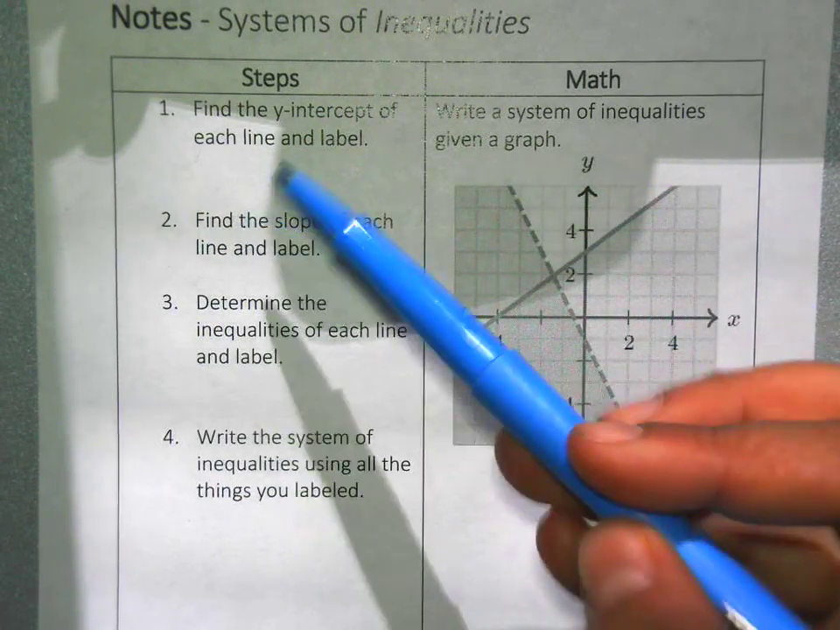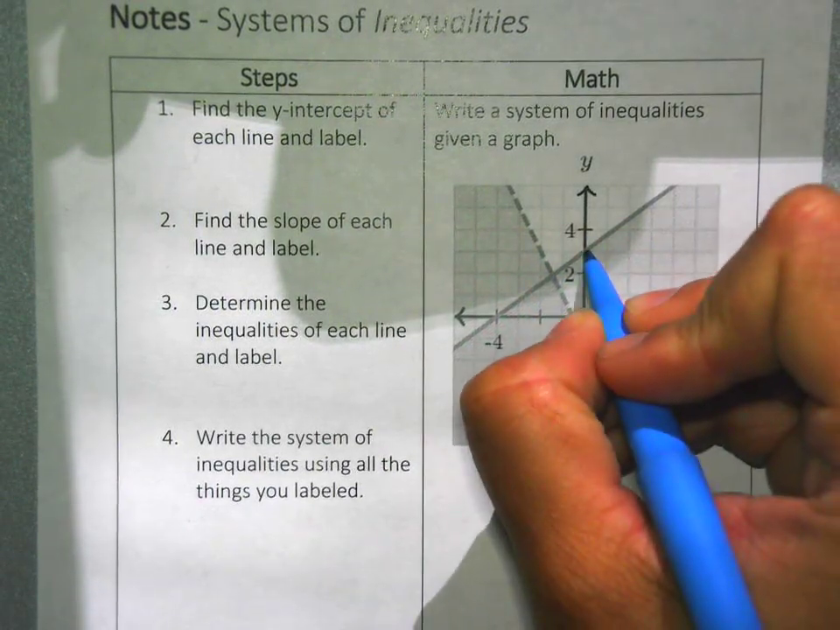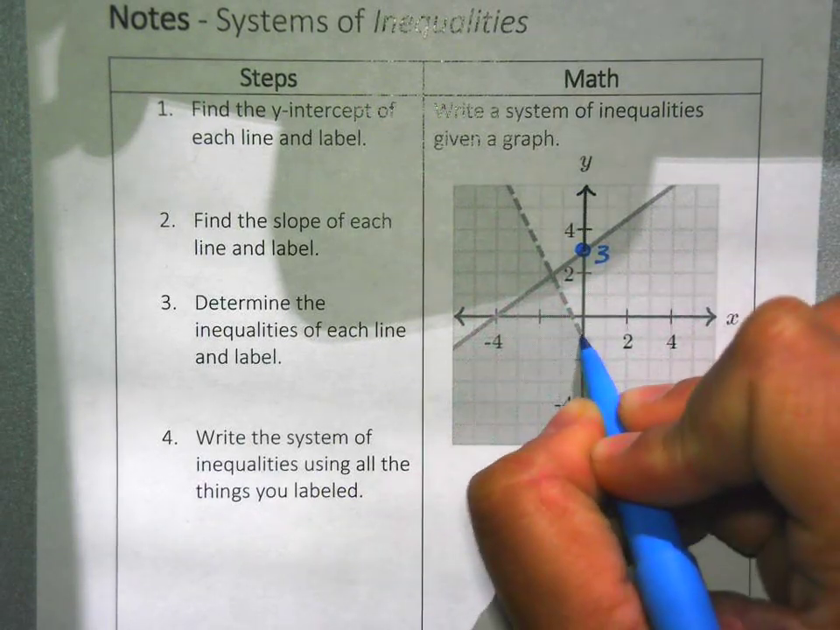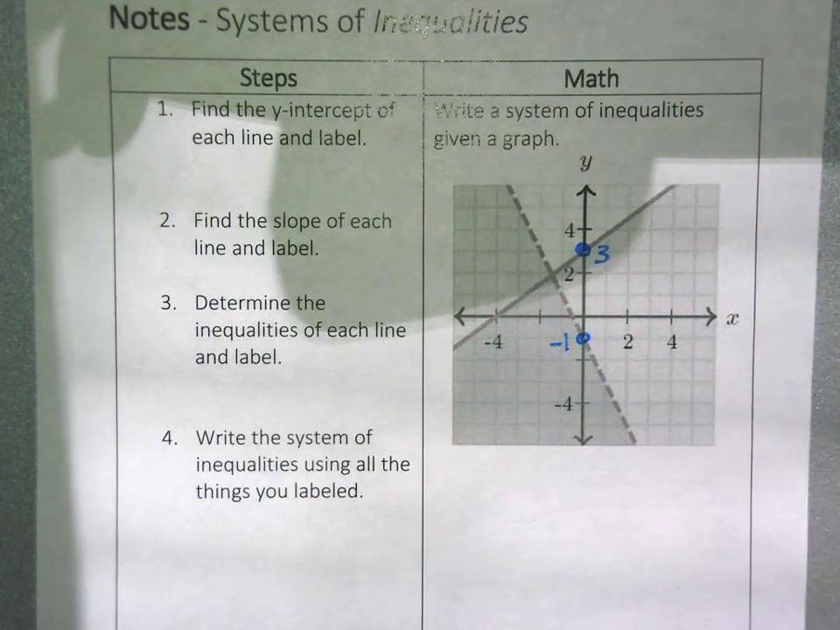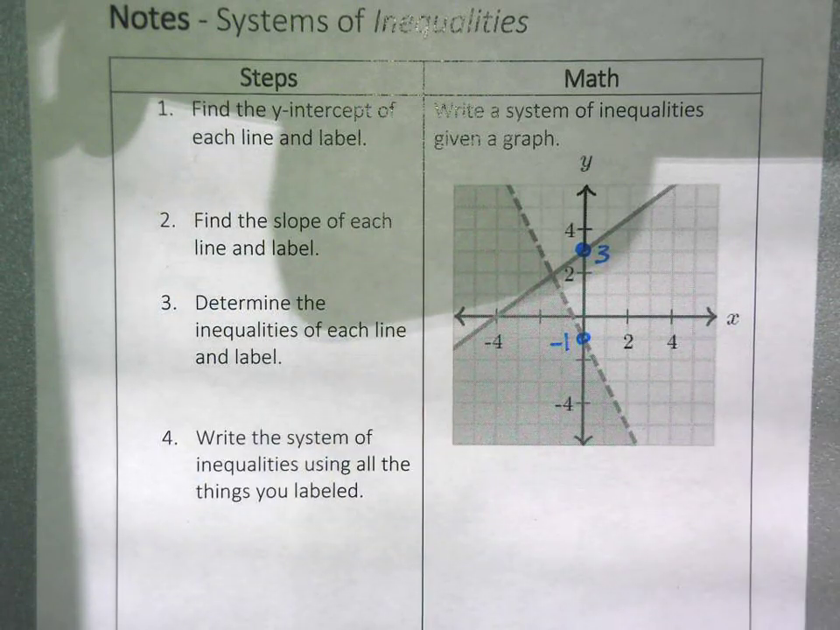So the first step is going to be to find the y-intercept of each line and label it. So the y-intercept for this line is 3, and for this line, -1. That was easy. The second step is to find the slope of each line, and we're already halfway done.